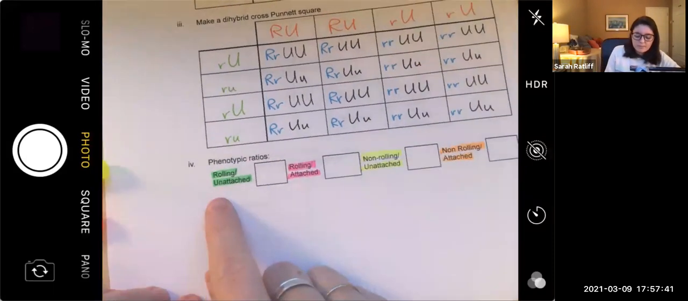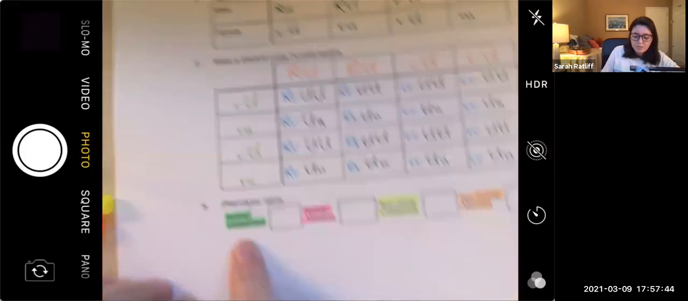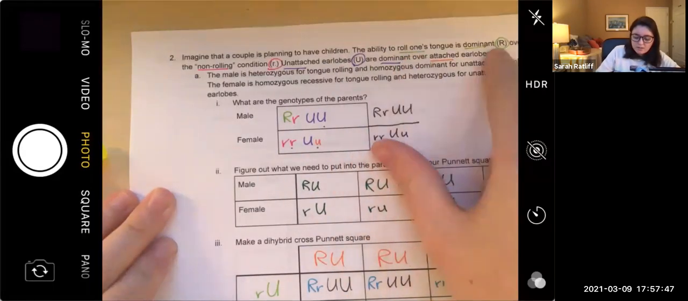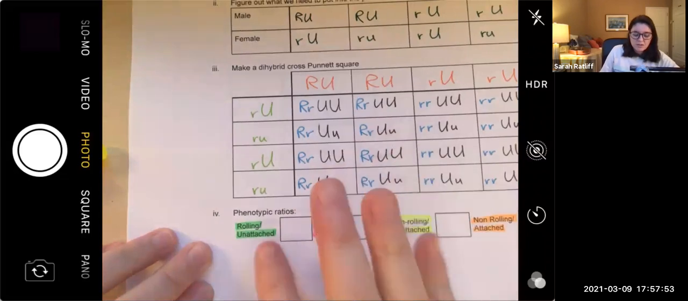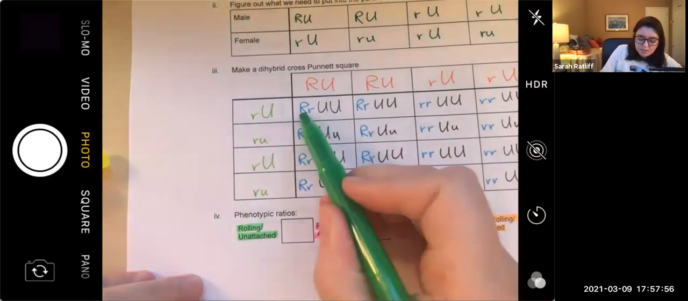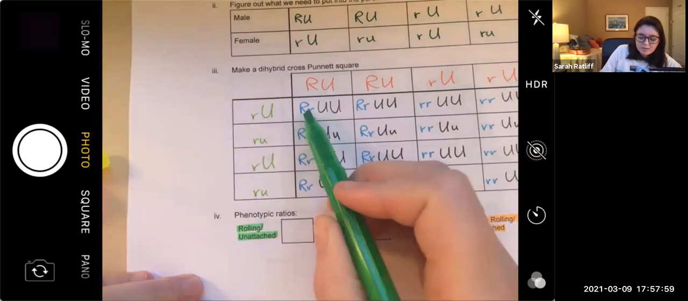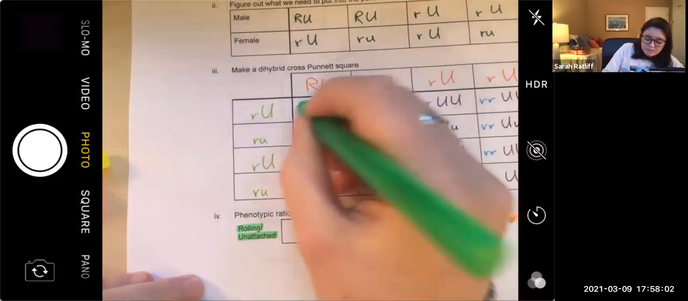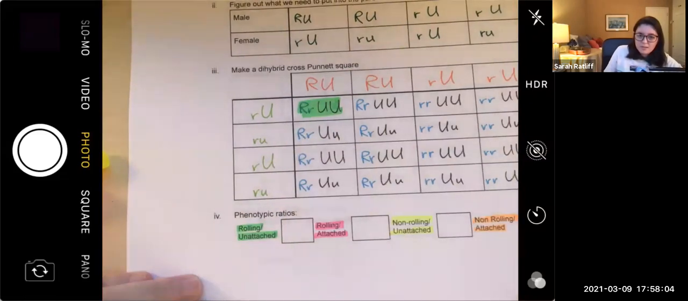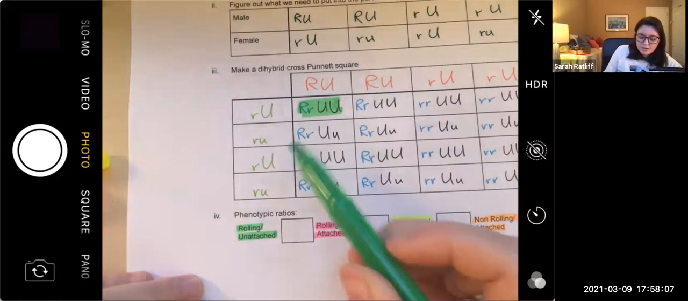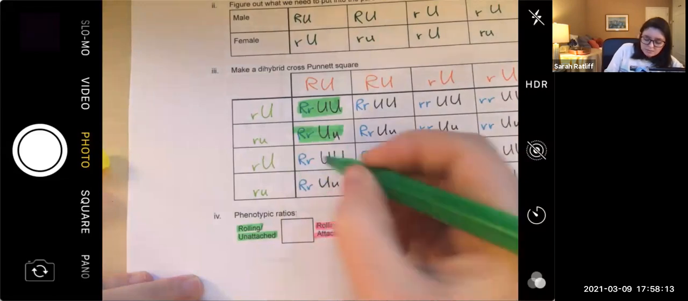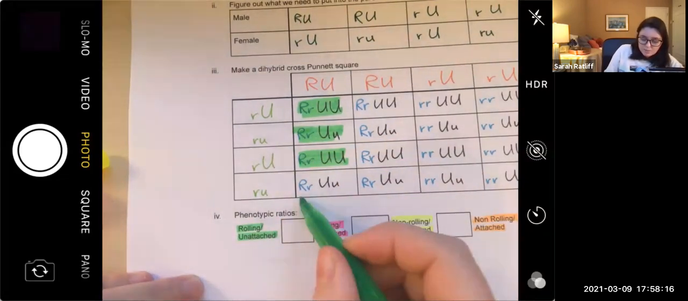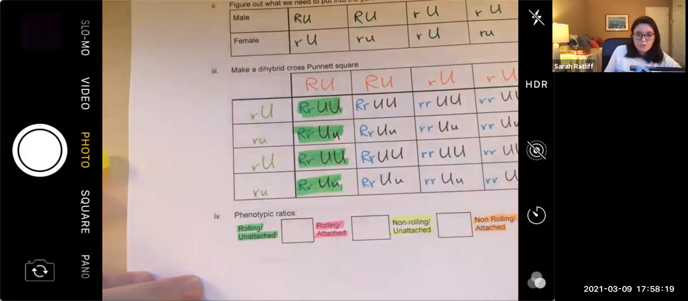Okay, so rolling and unattached. What do we know about that? Rolling is dominant, unattached is dominant. So if we ever see a big R and a big U together, it's going to be this green color. Here we have at least one big R, which is dominant and expressed, and at least one big U. Perfect, it's going to be green. Next one, at least one big R, at least one big U, green. That whole column there is going to be this green rolling unattached.